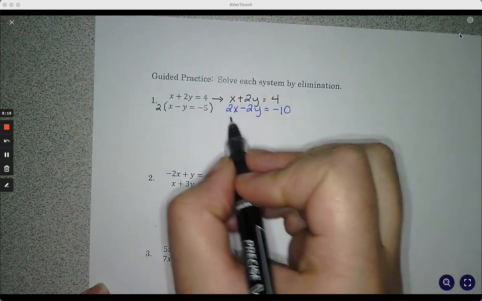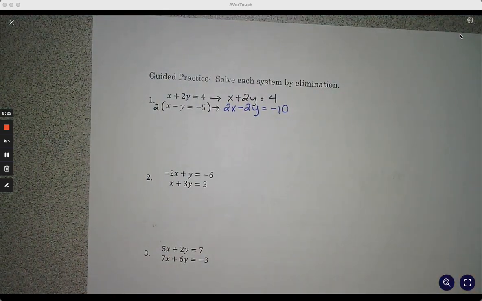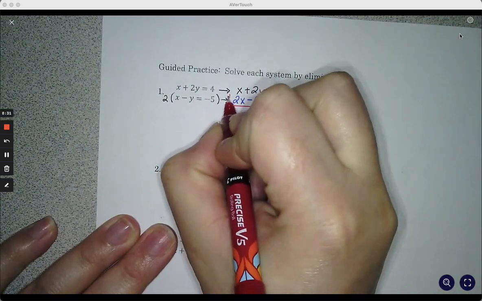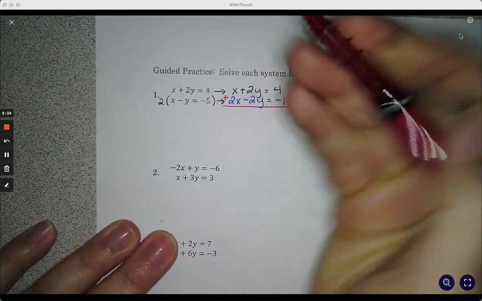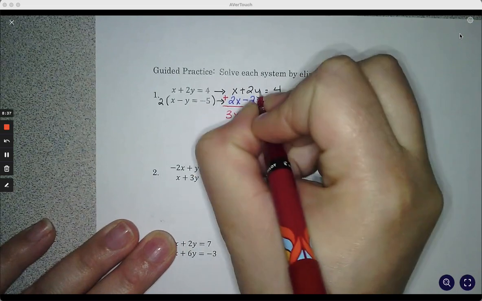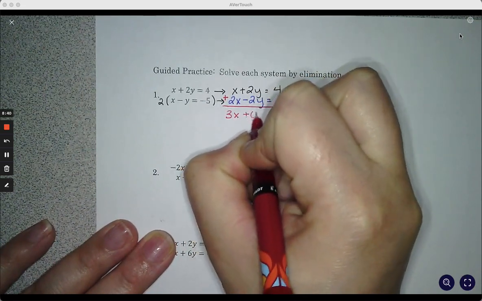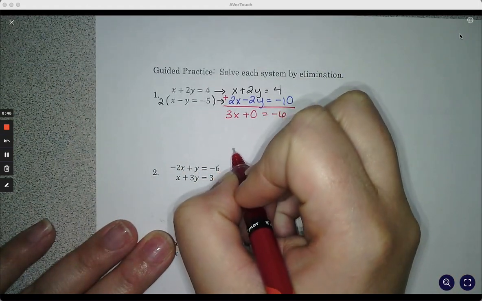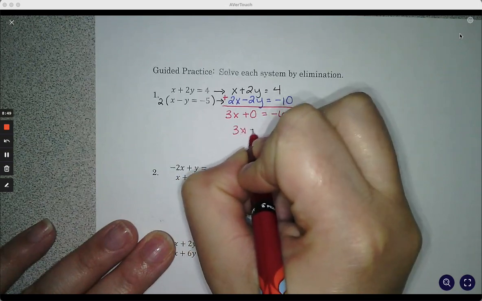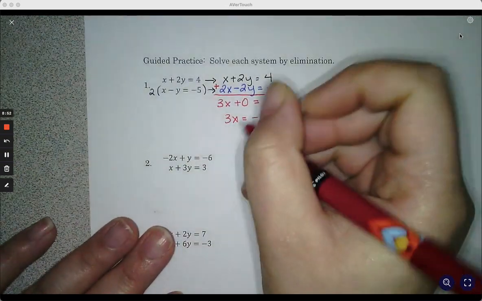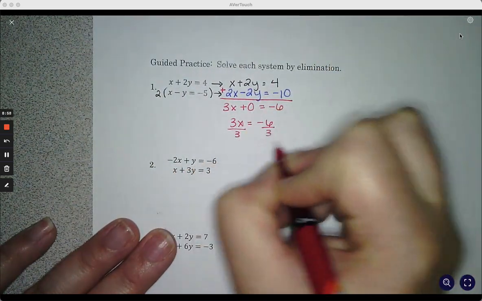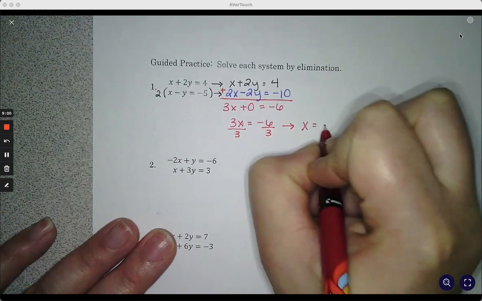Okay, so that's what happens after we multiply. So now I'm going to add these together. Okay, so x plus 2x is 3x, positive 2 and negative 2 is just 0, equals negative 6. So this is the same thing as 3x equals negative 6. So if I solve for x, I get that x equals negative 2.